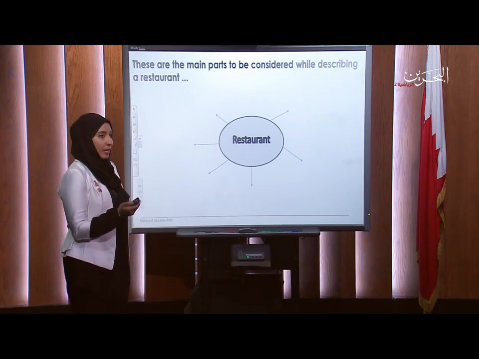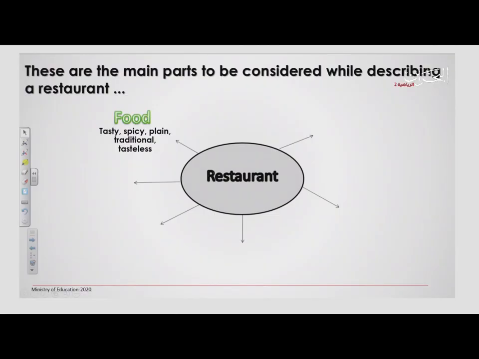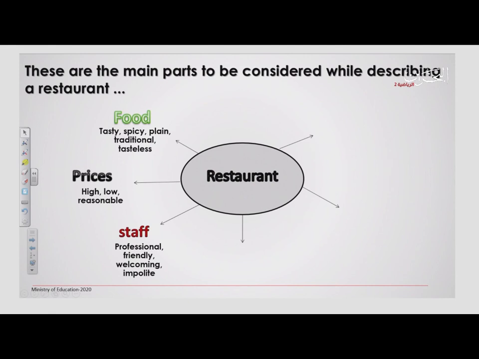Okay, time is up. Let's see, if I was in your place while reviewing a restaurant, the first thing I will be tackling is food. The very first thing, is the food tasty? Spicy? Is it traditional? Along with the food, the price. The second thing I will be asking about after knowing that the food is traditional or good or spicy is, how about the price? Is it a reasonable price or are the prices high? What comes next? The staff. Are the staff friendly, welcoming?